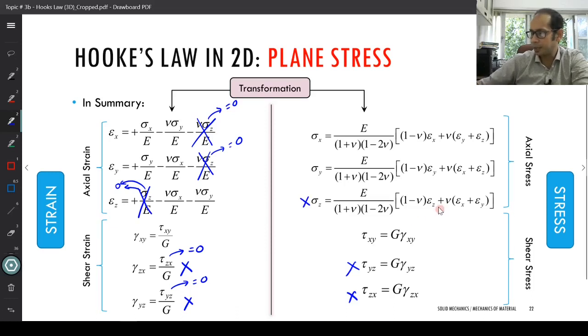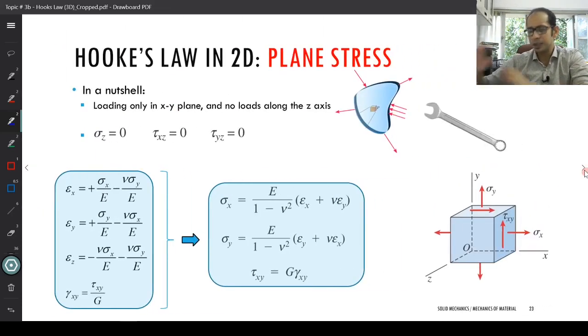If you come back here and you put the value of the epsilon z and the epsilon x and epsilon y, you can try doing that exercise and you will see that this one also disappears, right? So now that we have the general set of equations, after we impose these conditions, you have a reduced set of equations, as you can see there. So this is the reduced set of equations. That's what it looks like.